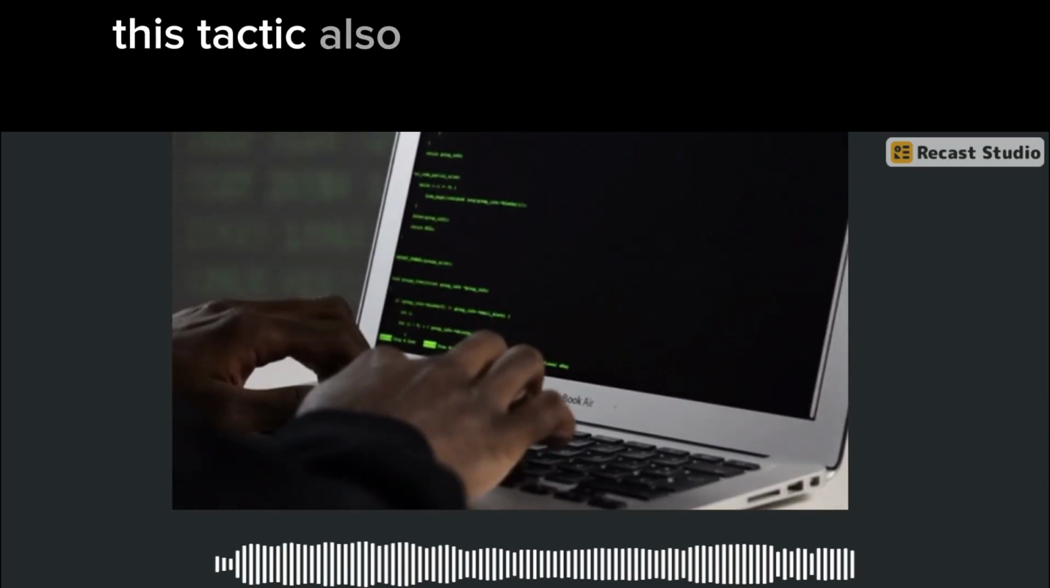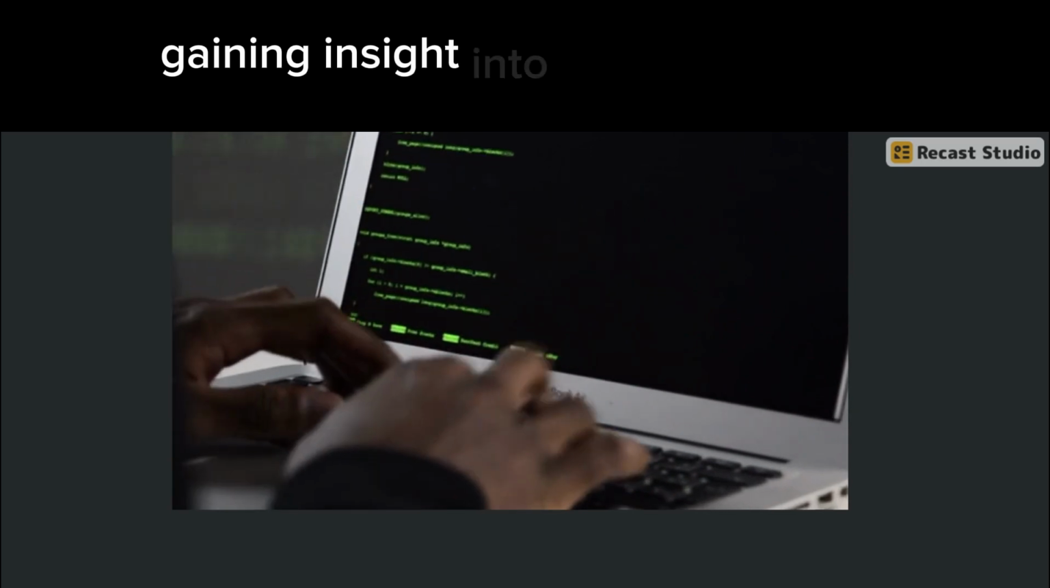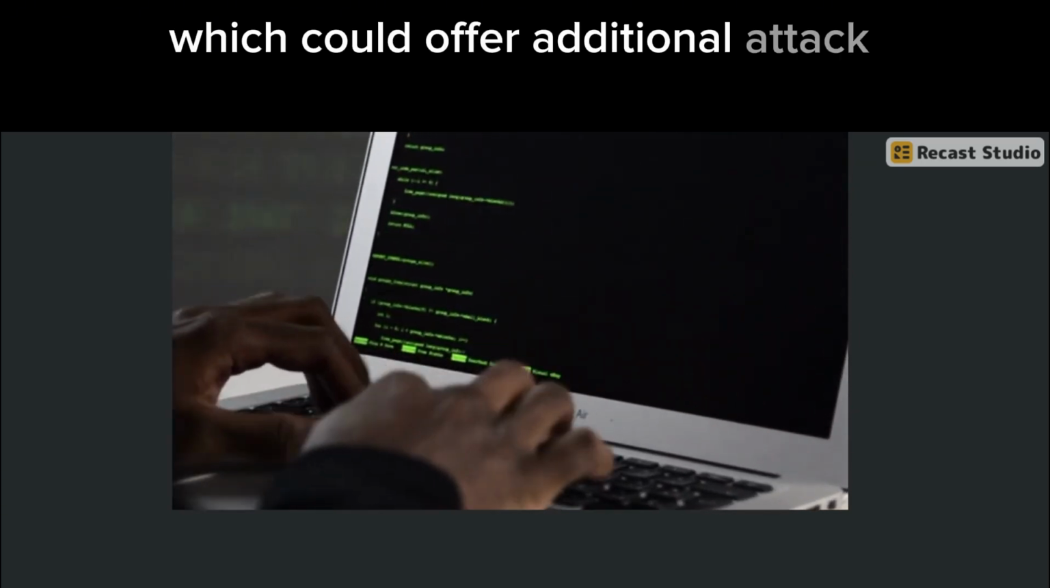This tactic also enables attackers to map out the organization's supply chain, gaining insight into shipment routes for physical and digital assets, which could offer additional attack vectors.